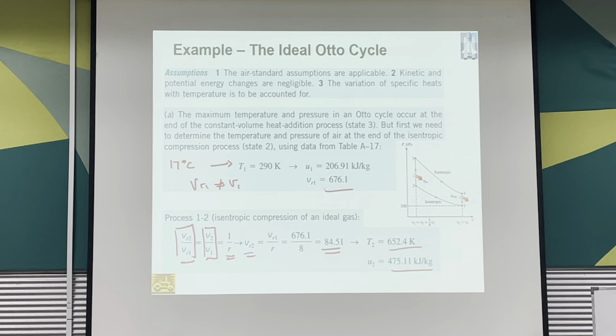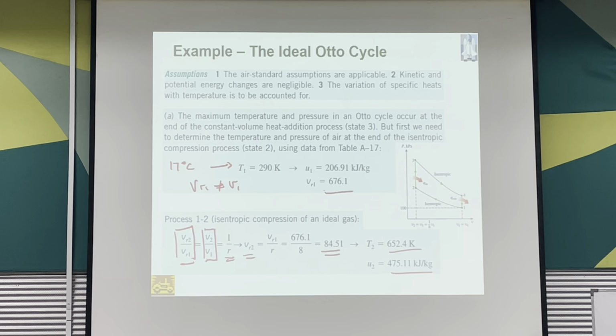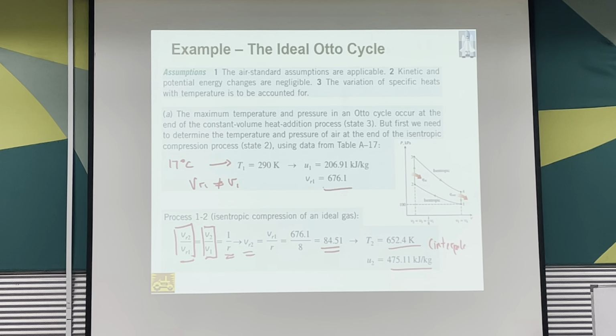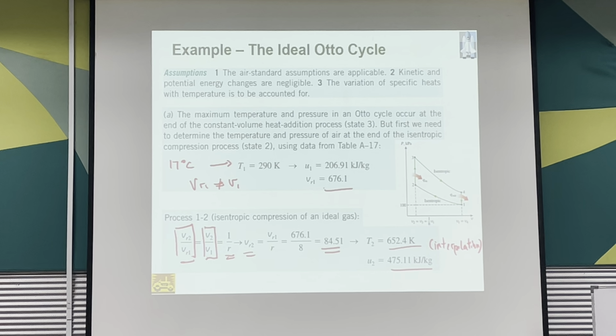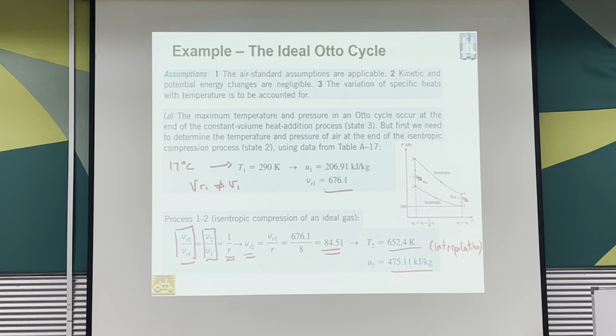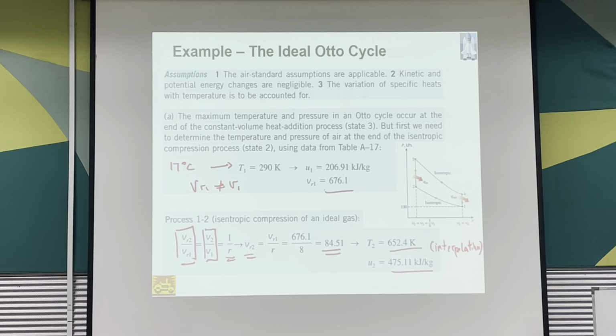And then you need to do 2 times interpolation here, because you need both temperature and internal energy. If you don't need the temperature, then it's fine. But in most cases, you will need both. So here you need to do 2 times. You need to get the temperature, you need to get the internal energy. So this is interpolation. So we are done for state 2. Okay, clear so far?